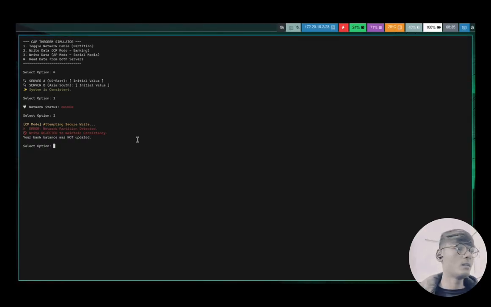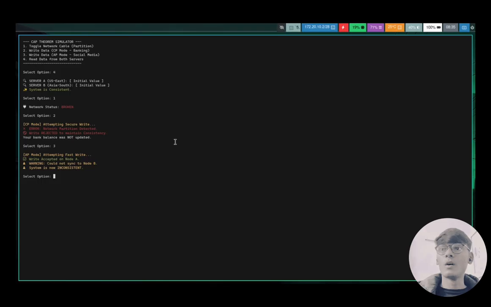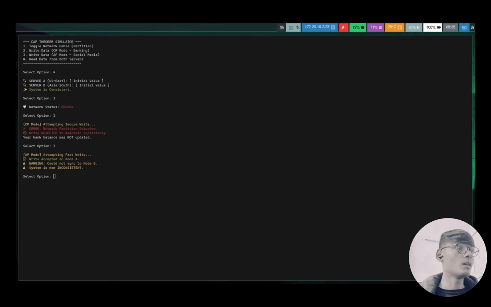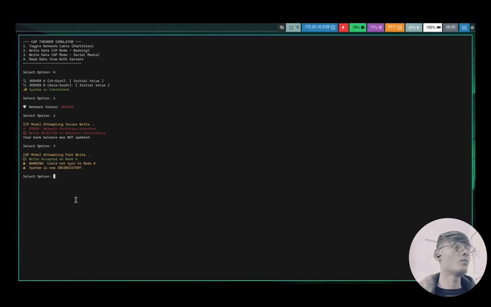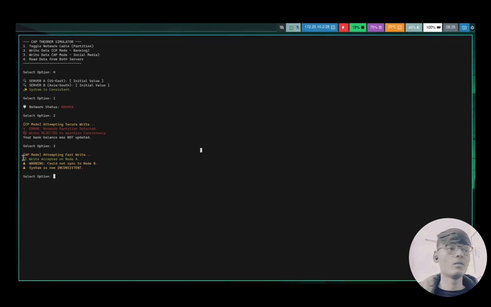Then you press 3, which is write data in AP mode, for social media. Now let's act like Instagram, an AP system. We value uptime. If we press 3, we get a green success, write accepted on node A. It worked and the user is happy, but look at the warning: could not synchronize to node B, and the system is now inconsistent. We kept the system online, but we broke the data consistency. You cannot have both.